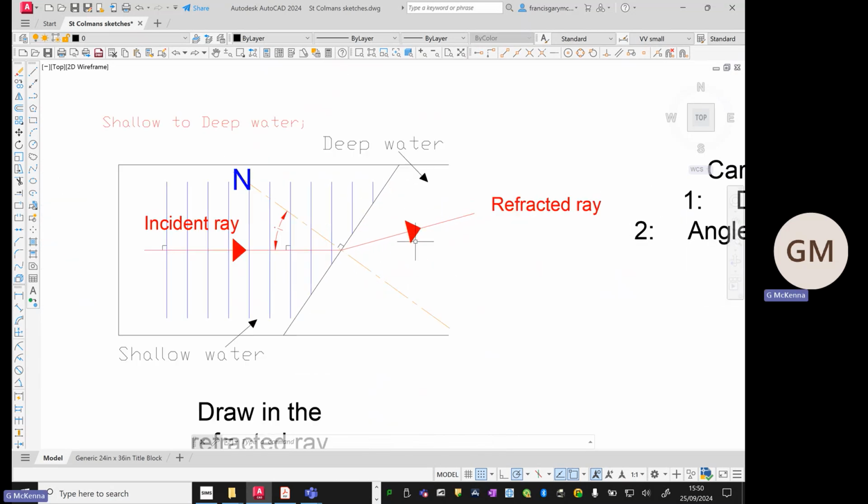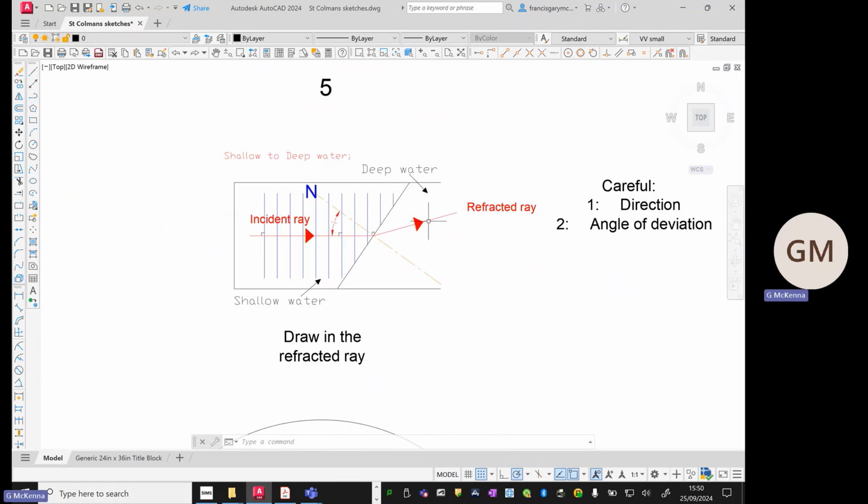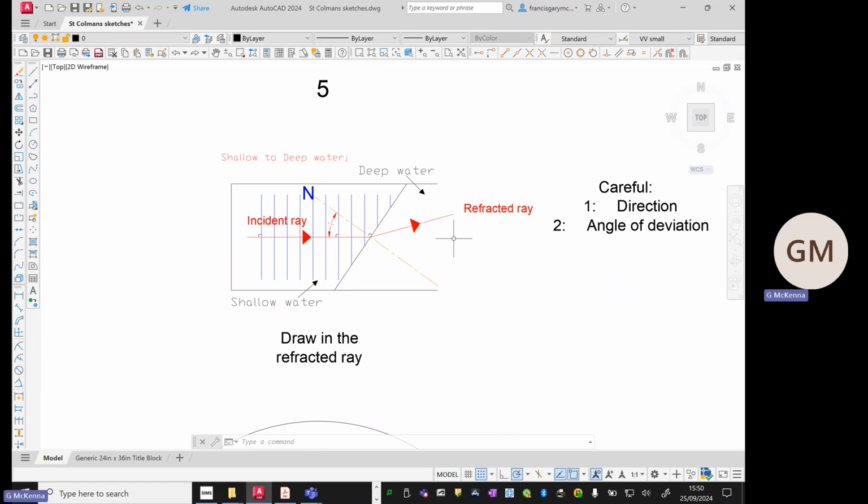Now when we come up here, we have to bend this ray away from the normal, and quite similar to the previous example, we need to make sure we're deviating it by at least 15 degrees. So again, pause this and then copy down that refracted ray. You can see I've deviated it by exactly 15 degrees in AutoCAD here, and then you fill out your diagram as well.